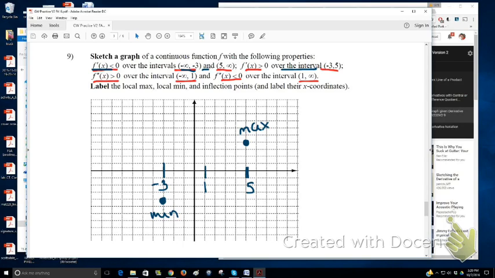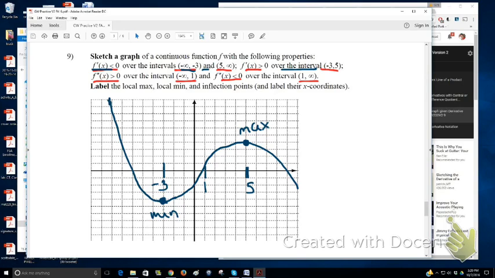But I know it's decreasing coming in, turns around at my minimum, comes up, the concavity changes, and then I hit my max, and it goes back down. And I don't want to do anything with the ends because this thing is decreasing as it comes from negative infinity and goes off to positive infinity, so we want to leave them as is.